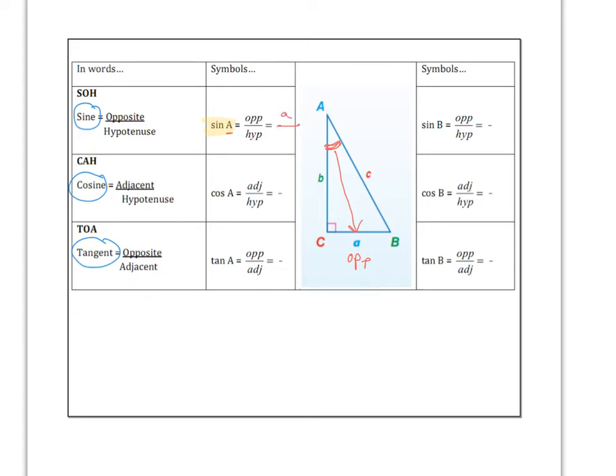And the hypotenuse is always across from the 90. It's always the largest or the longest side in the triangle, so little c is our hypotenuse. So the sine of A compares the side opposite of A to the hypotenuse, or a over c. Next, let's do the cosine of A. The cosine of A compares the adjacent side to the hypotenuse.